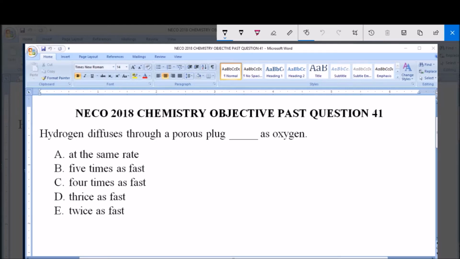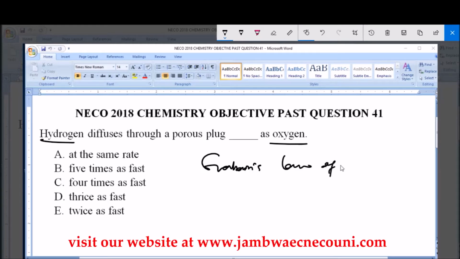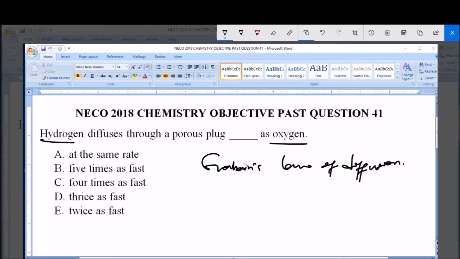Twice as fast. So now this question is just trying to compare the rate of diffusion of hydrogen to that of oxygen. And like we know, the rate of diffusion according to Graham's law of diffusion, the rate of diffusion of a gas is inversely proportional to the square root of the density. Also, you can say to the square root of the masses.